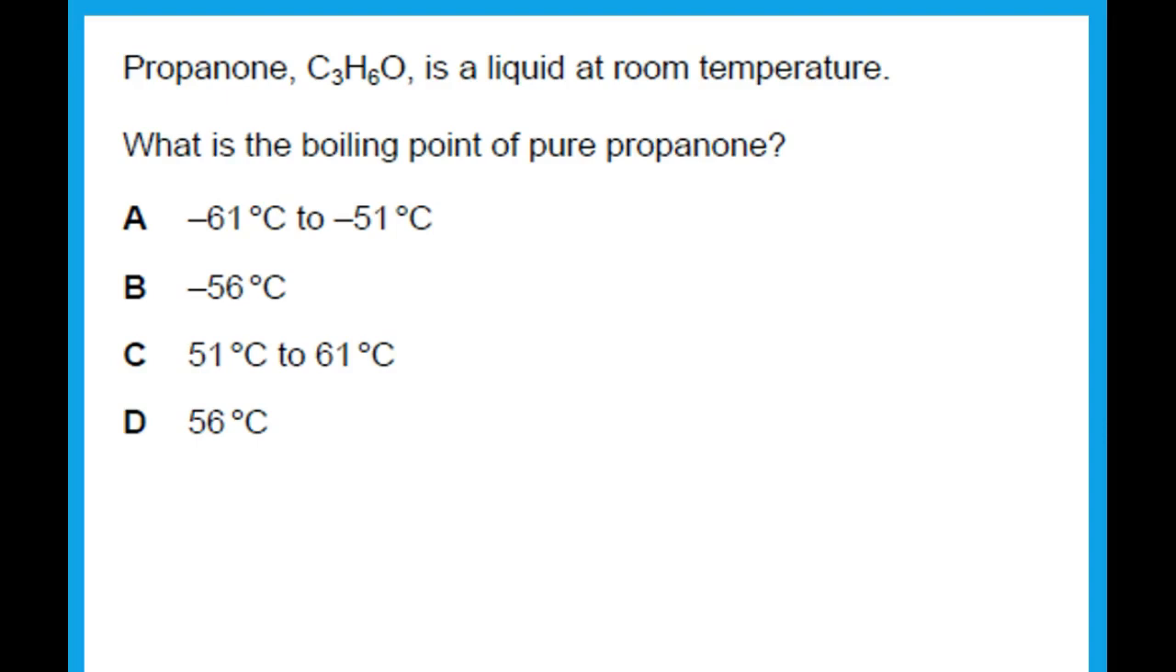First of all, a pure substance would have its melting point or boiling point sharp at a specific temperature. So when I say from something to something, that's not pure. An impure substance is the one that has a melting point or a boiling point in a range. So A and C are wrong because I want it to be pure, so I want a fixed temperature. So it's either minus 56 or plus 56. Now, if it is a liquid at room temperature, then its boiling point should be above room temperature. So my only possible answer is D.